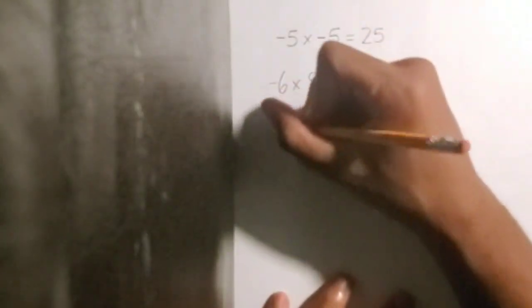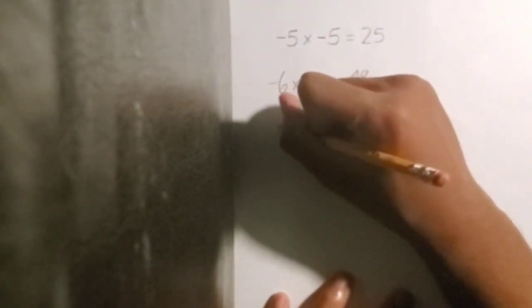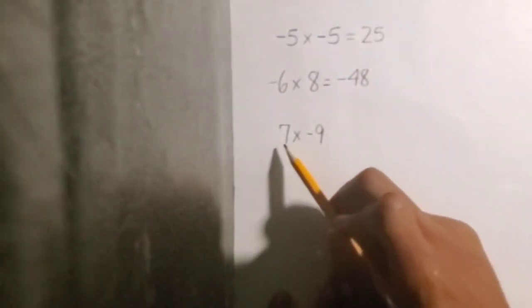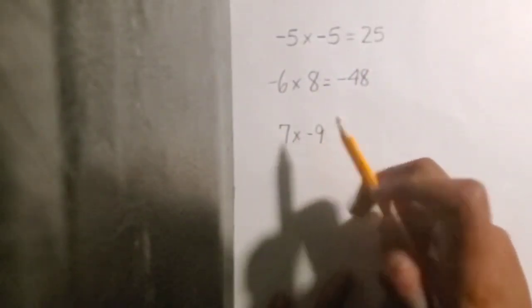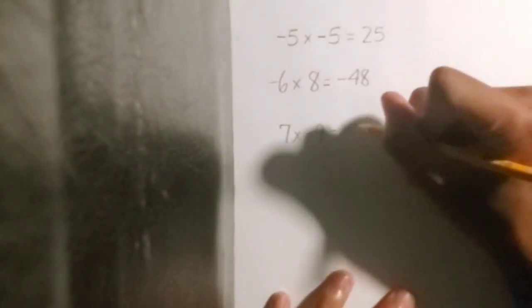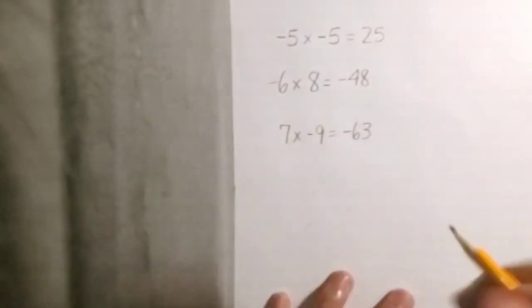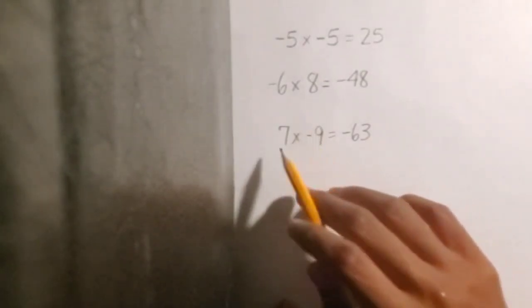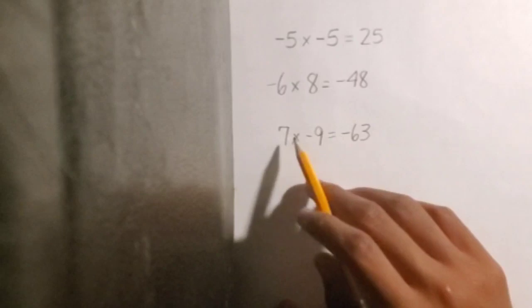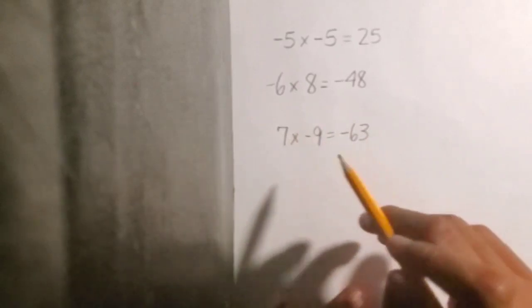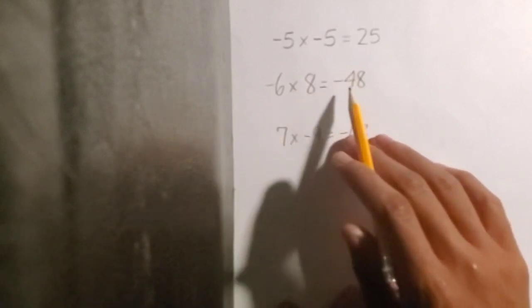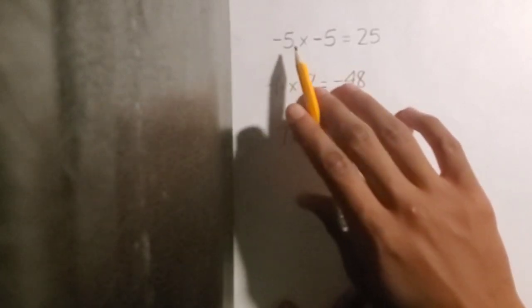And same thing, look over here, right? See, 7 times negative 9 equals negative 63. You see that? Because it always has to be like this. Positive times a negative equals a negative. And same thing, negative times a positive equals a negative. And negative times a negative equals a positive.